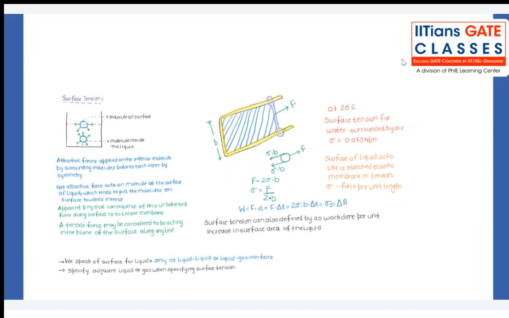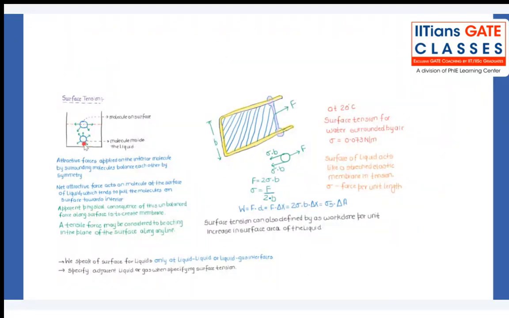To understand that part, we can consider a container. Let us say you have a container and you consider two molecules. One molecule is at the bottom interior and one is at the surface. The one in the interior is attracted equally by all the neighboring molecules. So the force of attraction experienced by this molecule from the neighboring molecules is similar in all directions. It is experiencing a symmetrical force distribution, so the net force acting on it is probably zero.